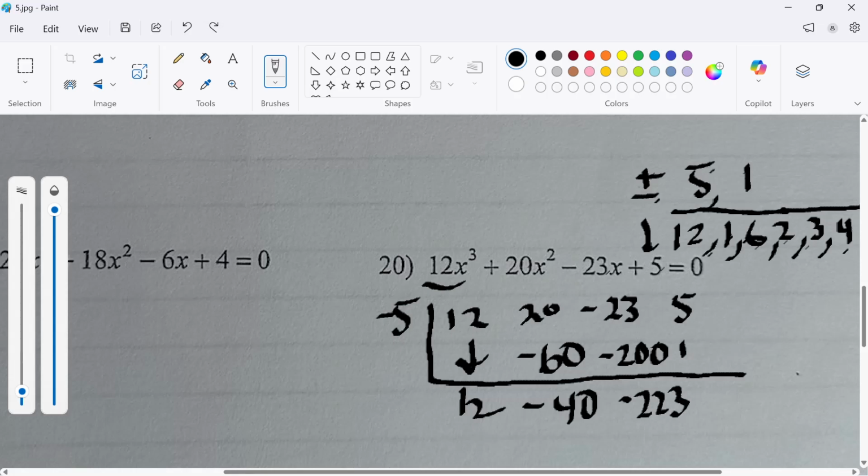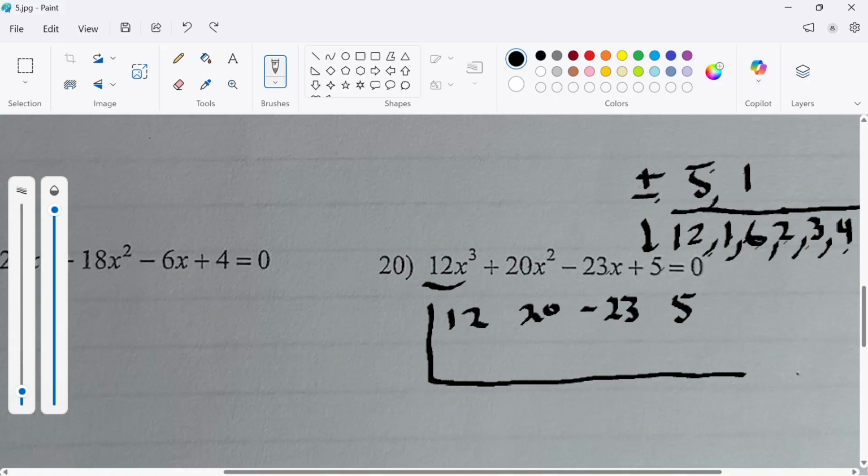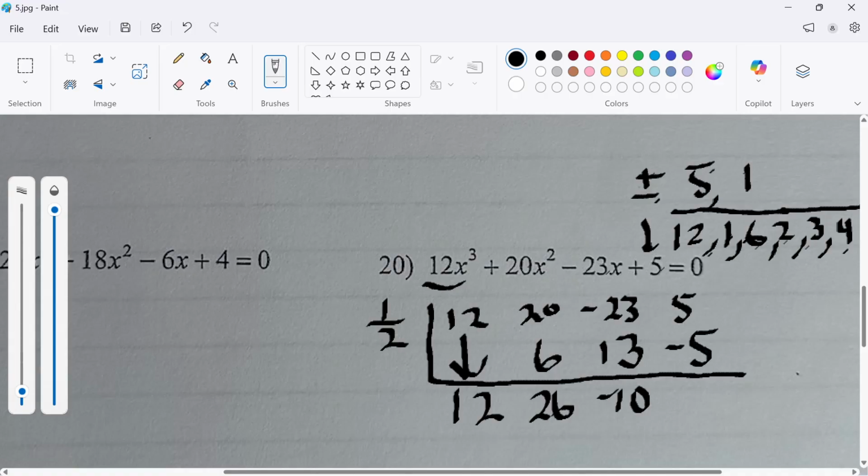Nope, that doesn't work. All right, the next one I'll try is 1 over 2, plus 1 over 2. And then I'll try negative 1/2 if that one doesn't work. 12. 1/2 times 12 is 6. That's 26. 1/2 times 26 is 13. Negative 23 plus 13 is negative 10. 1/2 times negative 10 is negative 5. 5 plus negative 5 is 0. All right. x equals 1/2 is one of the roots.